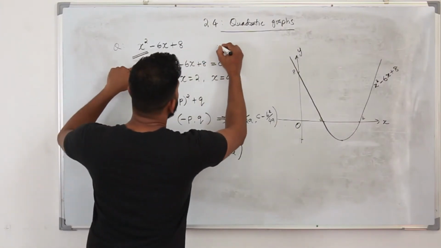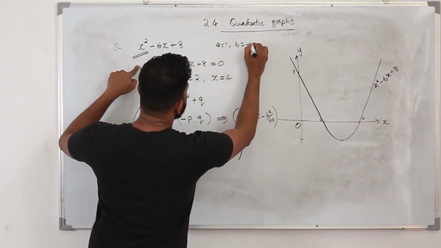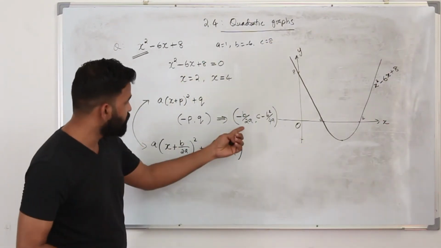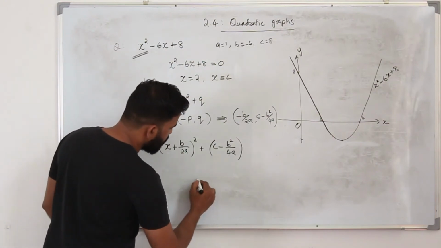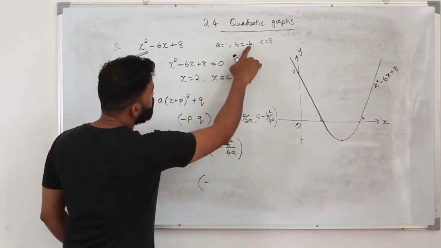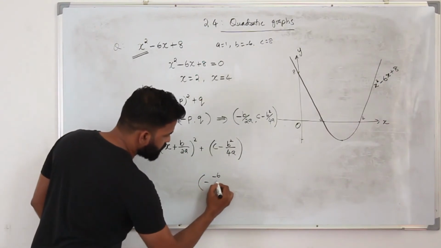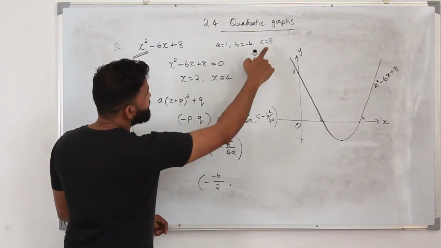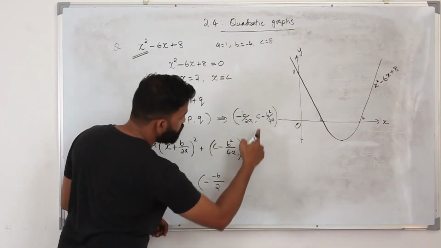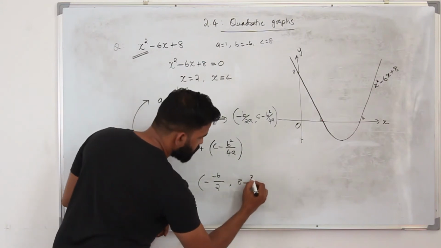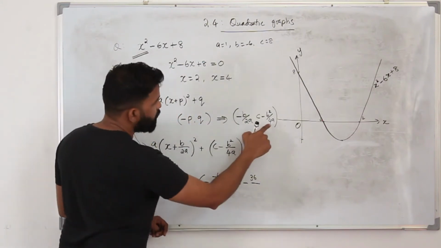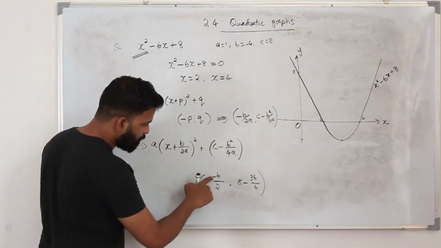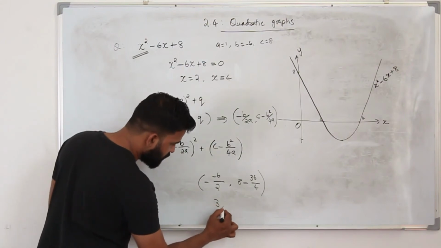For example, in this equation, a is 1, b is minus 6, c is 8. So I'm going to find the turning point straight away using this form. So the turning point will be minus b upon 2a, minus of minus 6 upon 2a. 2a is 2, comma, c minus b square, minus 6 whole square, which is positive 36, divided by 4a, 4. That's my turning point. So when I simplify, it will become positive 6 by 2 is 3, comma.